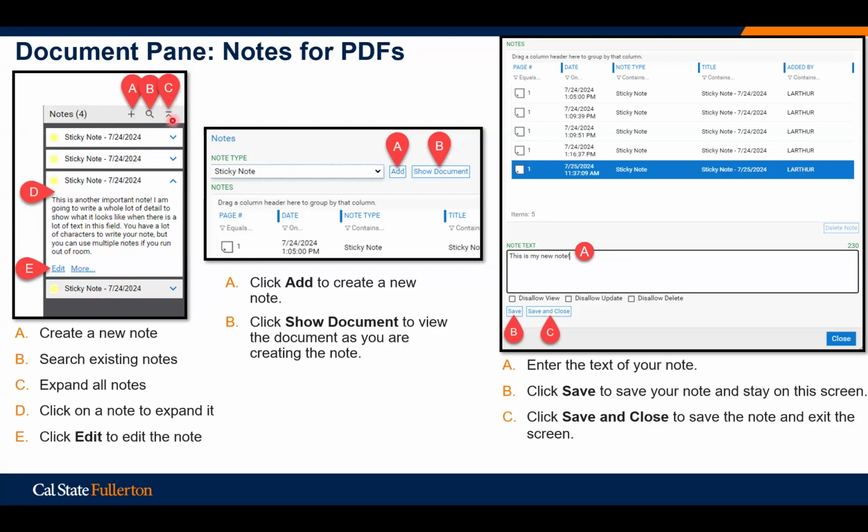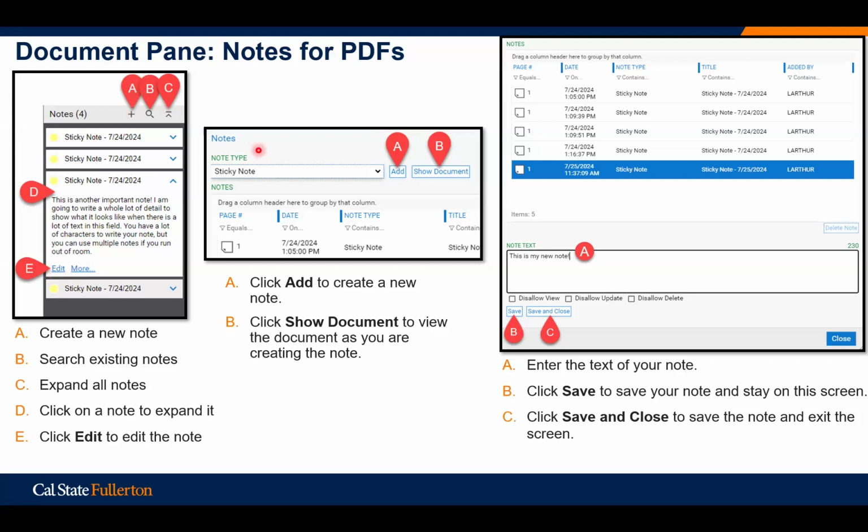Or I can use this icon here, which will expand all of the notes. So I don't have to click on each one. I'll be able to read all of them one after another. Or you can simply click on the note that you want to view. And they're only 250 characters, so you are seeing the entirety of that note here. If you have the ability, you can also edit the note from here.